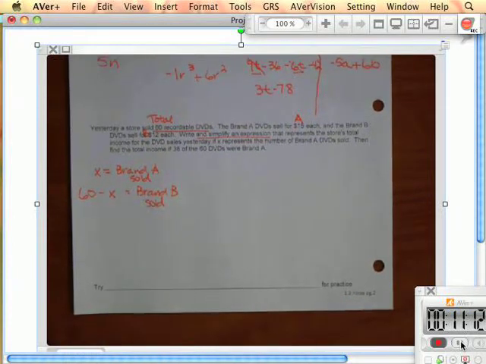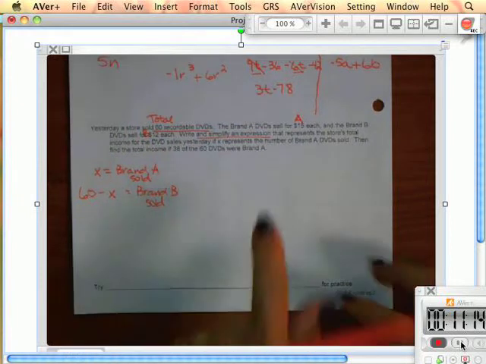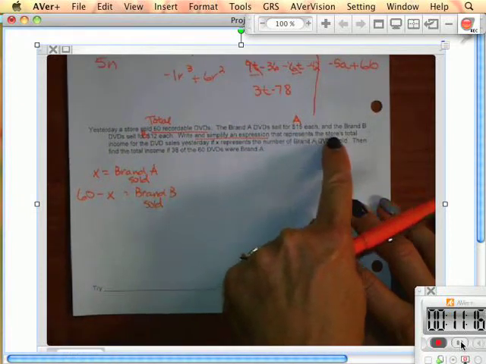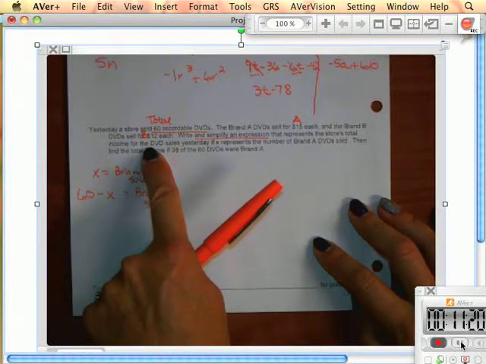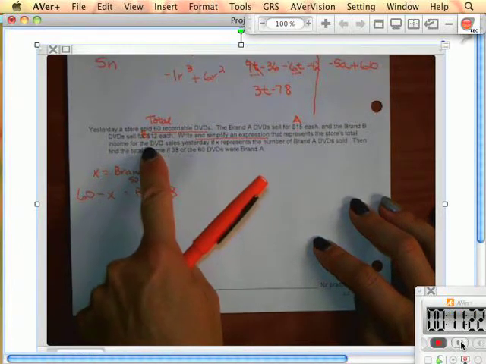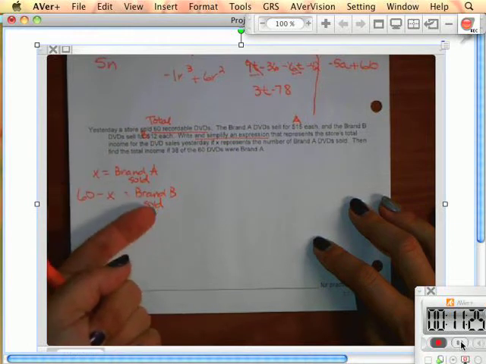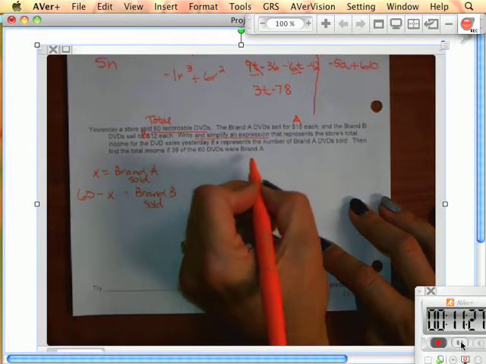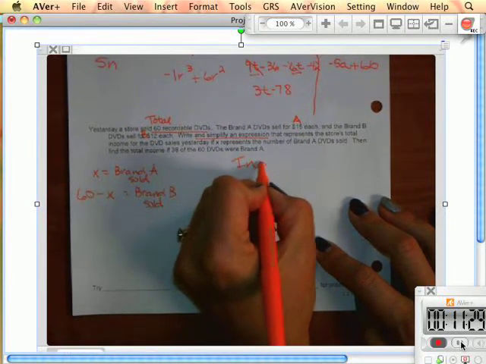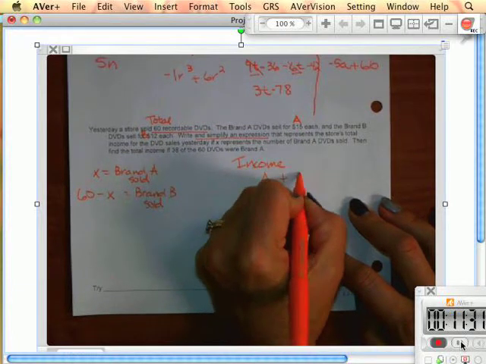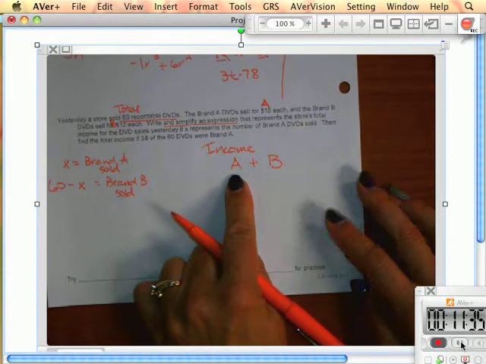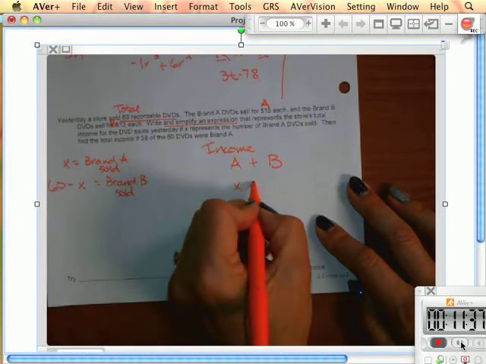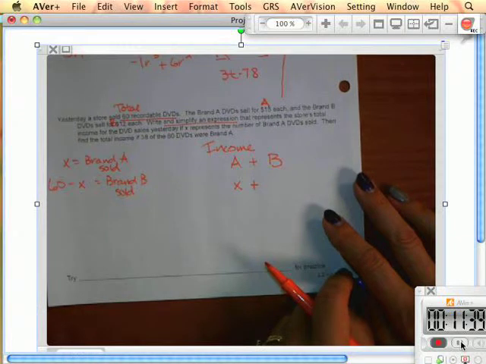So I'm just representing those two right now, and then I have to write an expression that represents the store's total income. How's the store making money? It's doing what? Selling DVD. These two, right? Okay, so the income is going to be A plus B. And how is A represented? By X. Let's stop there.